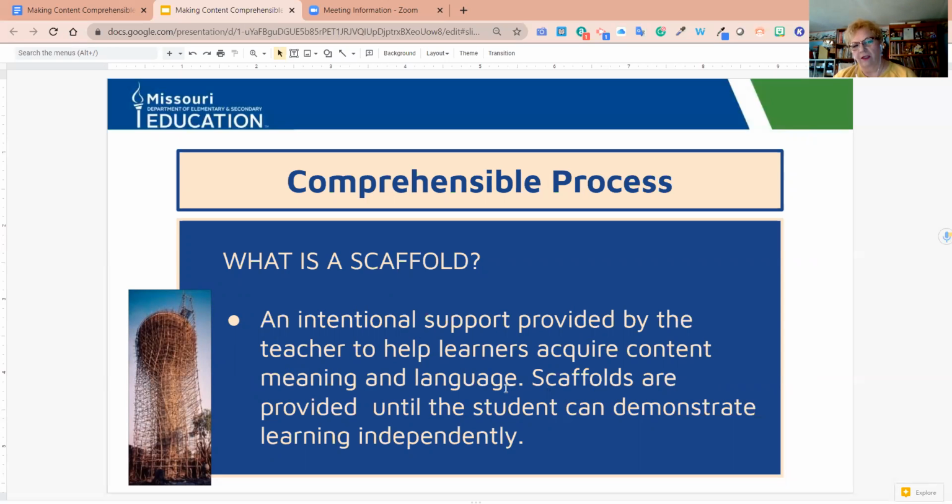And when they've started to internalize them, then you can take away those external scaffolds, those supports, and they should be able to do it on their own. So we give them the scaffolds until they've internalized it and can do it on their own, and then we take them away so that they can show that they can do it independently.